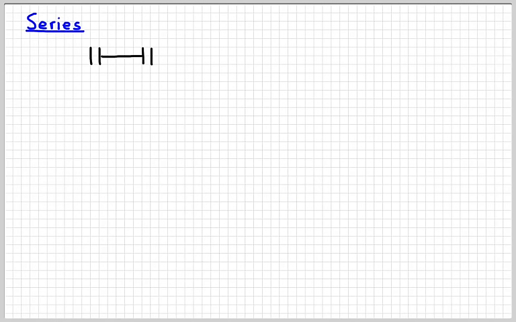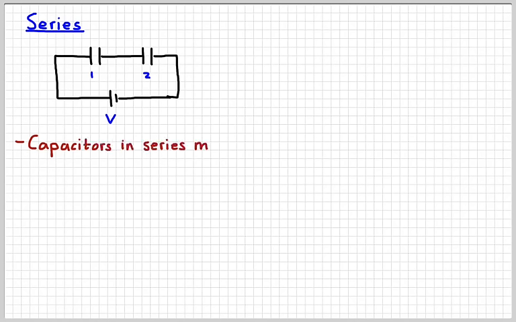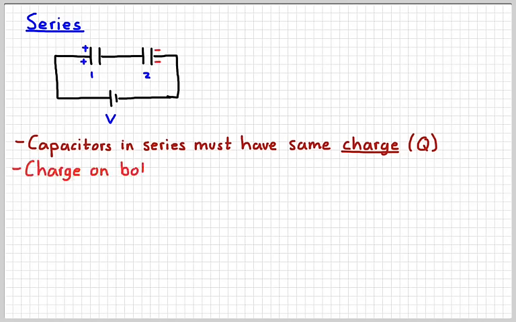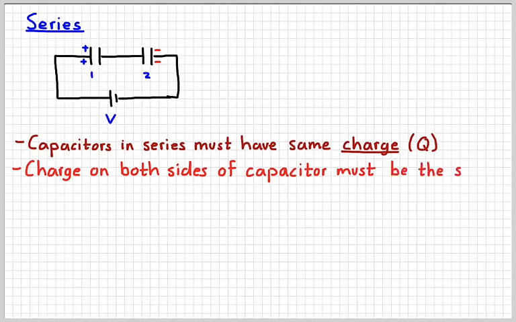Now the more complicated situation is a series circuit. So that circuit diagram would show us a couple of capacitors in series. If they're in series, they have to have the same charge. The reason that they have to have the same charge, and it's kind of important that we know that, is because the charge on both sides of a capacitor is always going to be the same. So you won't have more charge on the left side of this capacitor than the right. You have positive Q on one side, negative the same Q on the other.